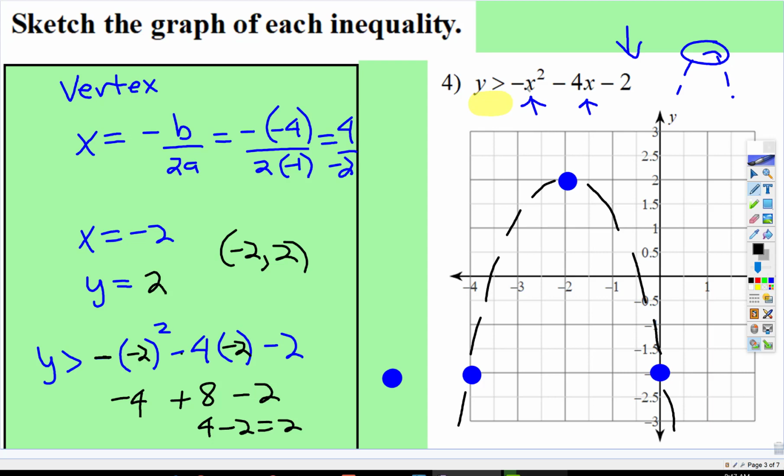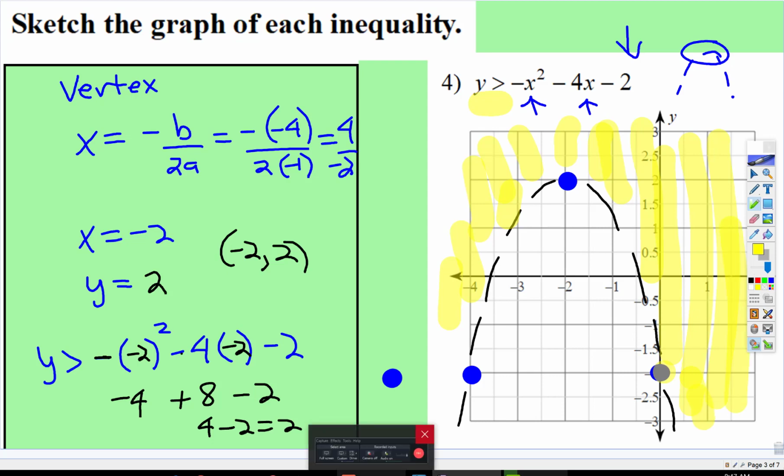And this says y is greater than. So right here on that y value, where are the y's bigger? Well, the y's are bigger up above. So this graph gets shaded everywhere on the outside. All right, that's it for this one.